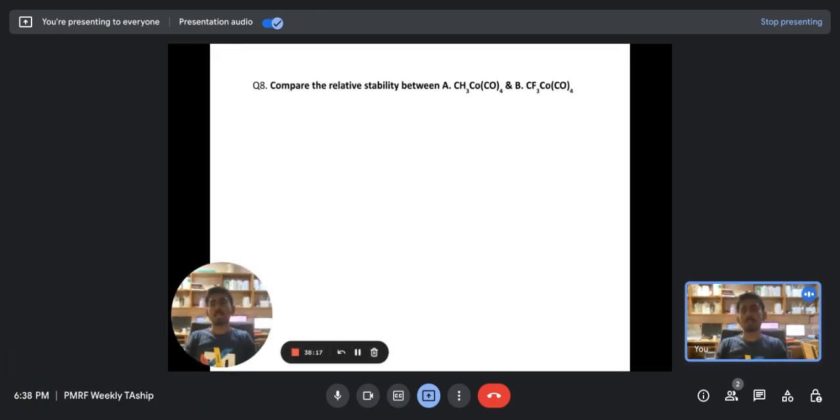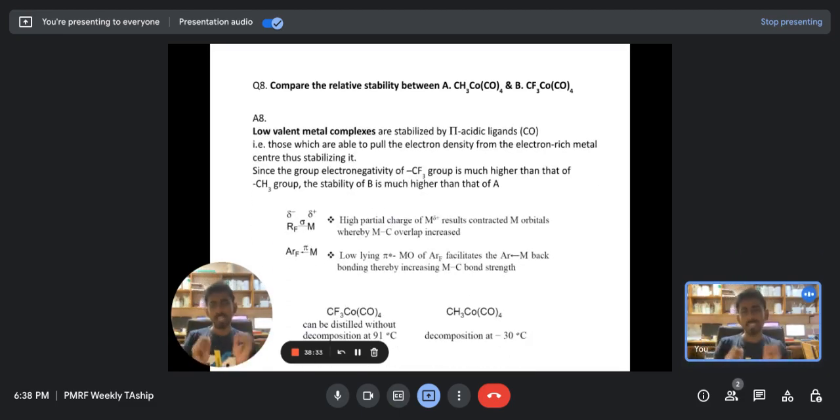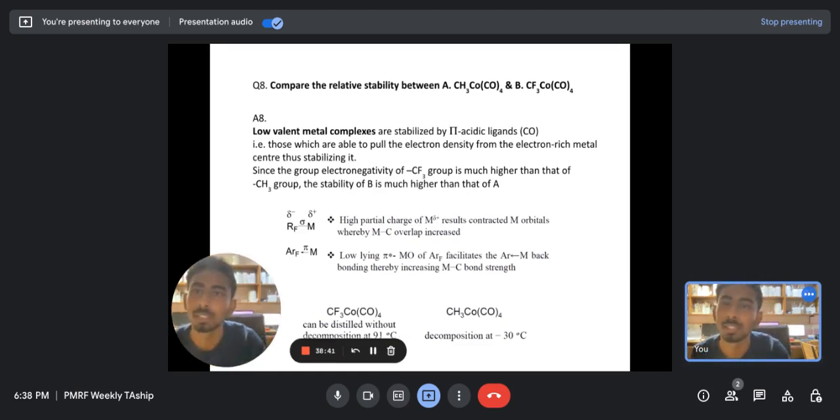Now the question else comes to the question number 8. It is regarding comparison between the relative stability of the two compounds. Compound A is CH3Co(CO)4 and compound B is CF3Co(CO)4. So this is the answer, where a classical example of low stability of low valent metal complexes will be discussed.